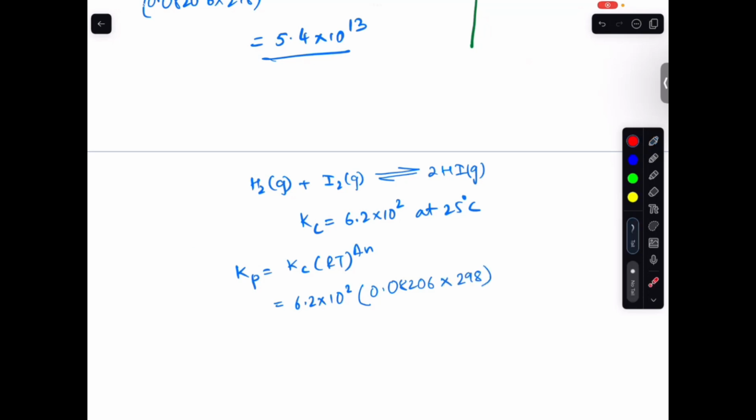Now delta N is going to be 2 minus 2, right? That's 0. Delta N. So what is any number raised to the power of 0? What is that equal to? 1. So therefore, Kp actually ends up being the same value as Kc.